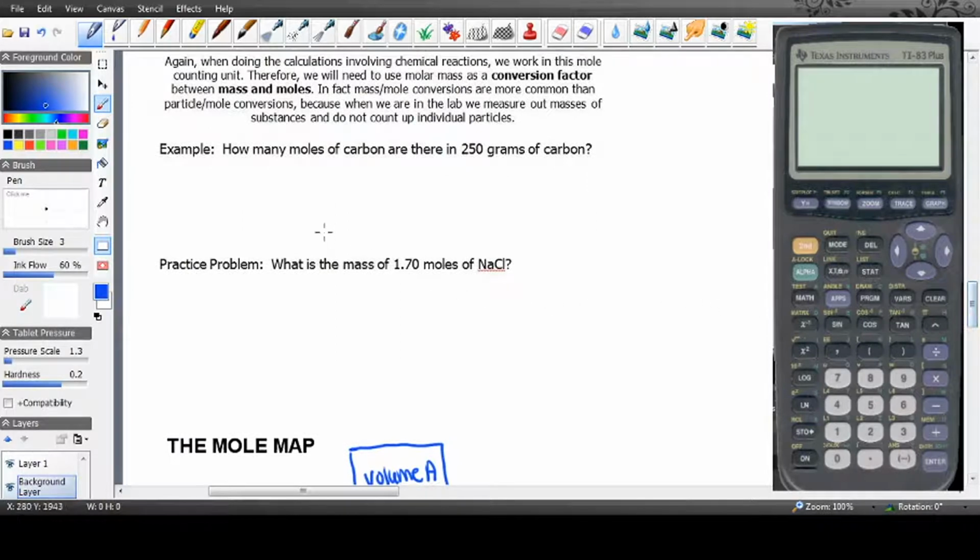Here we go. Let's say we want to know how many moles of carbon we have if we have 250 grams of carbon.